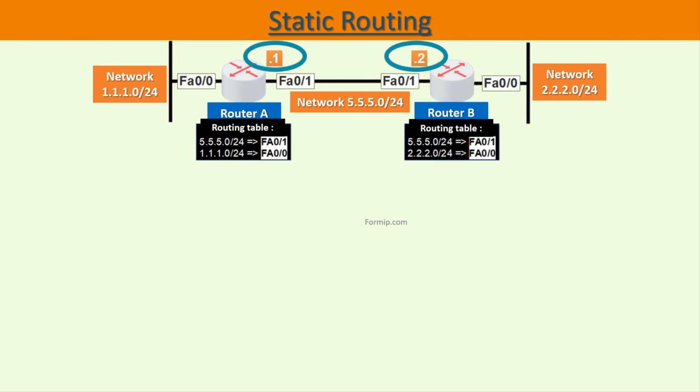If you look closely at the routing table, router A has no knowledge of the 222.0 network that lies behind router B, and conversely, the B router does not know the network that is at the other end, the 111.0. So how do you get the two routers to know about these two networks? Well, there are two ways to get them to learn, either by static routing or by dynamic routing.